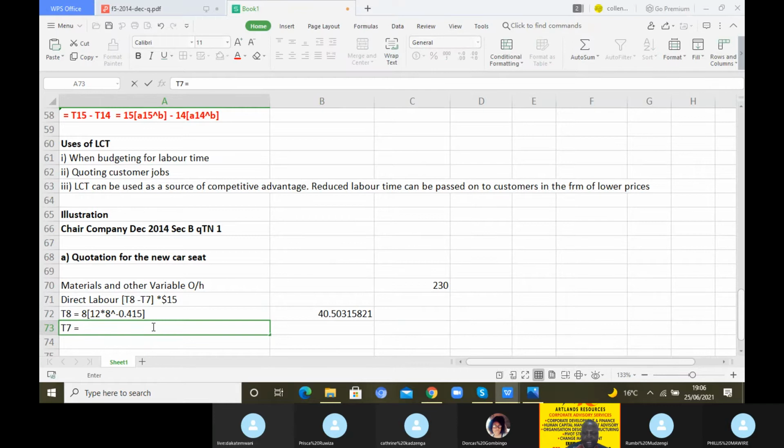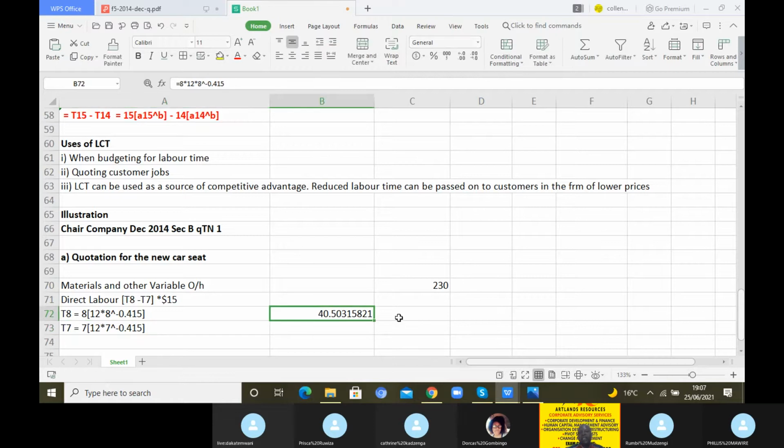T7 equals, you say 7, open bracket, 12. Remember, A is still A. A is time taken for the first unit. So A is not affected. It still remains 7. Then times 7 to the power, Shift 6, minus 0.415. Close bracket there. So it's still the same formula, but instead I am now putting 7 instead of 8. So I say 7 here, and also put 7 there. So this is total for 7.